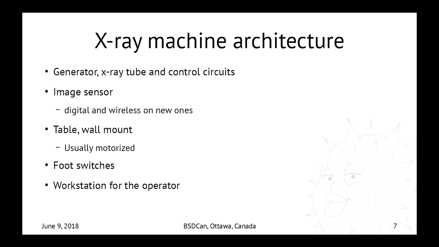The X-ray machines consist of several parts. The first is very classic and hasn't changed in almost 100 years now. There's the high voltage generator they need. There's the X-ray tube and a couple of control circuits. The part that has changed is the image sensor. That used to be analog film, and now it's digital sensors. In some cases, wireless, and yes, that's just Wi-Fi.